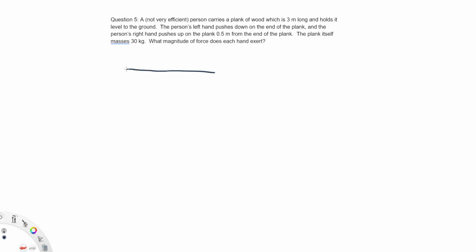So if you're carrying a plank of wood by one end, the entire thing is 3 meters long. You're exerting a downward force on the end of the plank. You are exerting an upward force with your other hand, a little bit in from that, and that's 0.5 meter. Also, we have the weight of the plank, and the weight of the plank is, of course, going to act halfway from the end. Like, it's going to act in the middle. Yeah, the center of gravity.